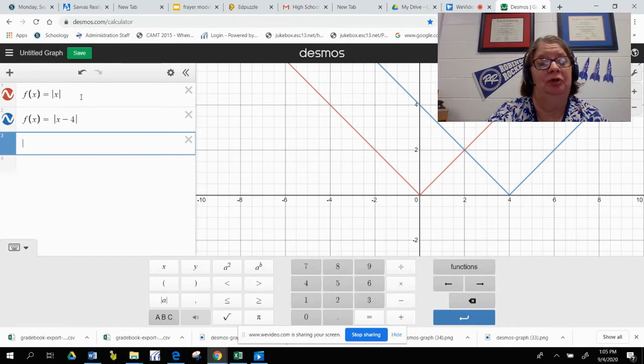Okay. So besides our little Desmos tutorial there, what happened to the graph? What happened to this parent function that's red when we subtracted 4 inside the absolute value bars? Is that what you expected? Now let's try another one.